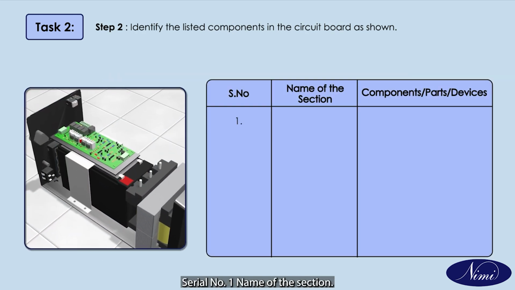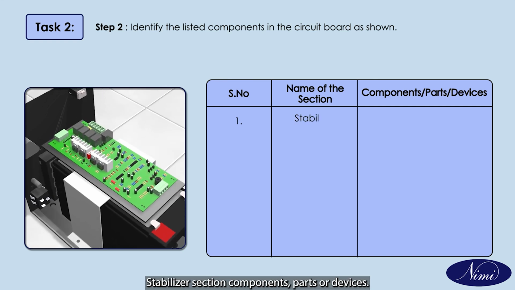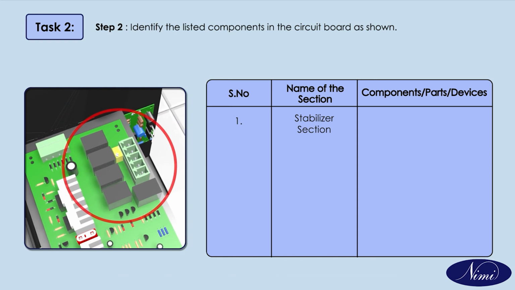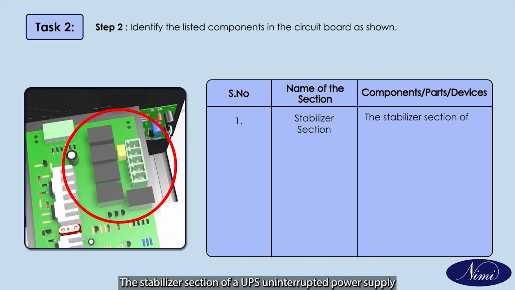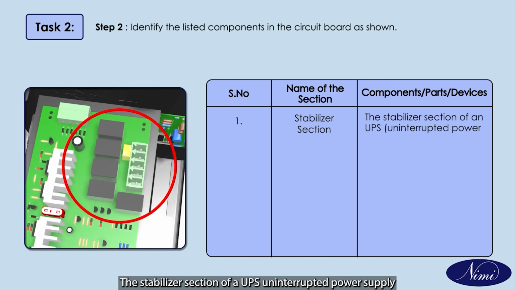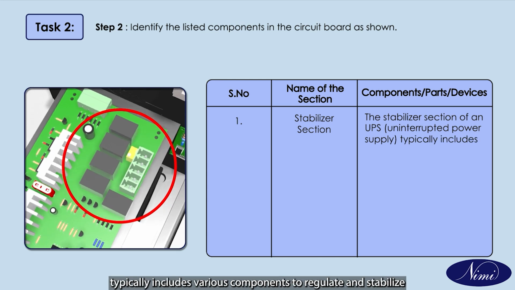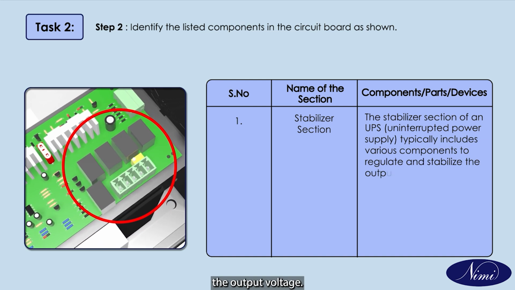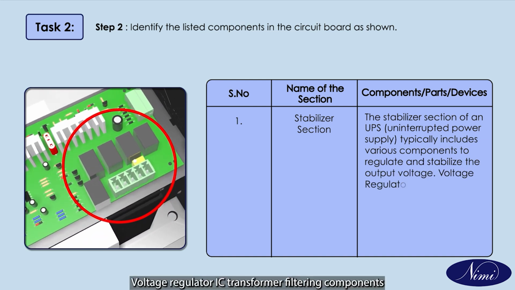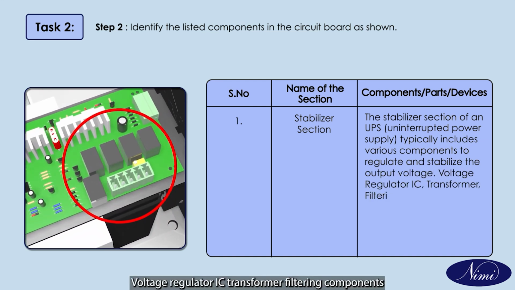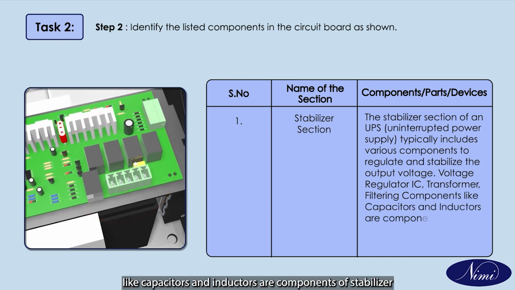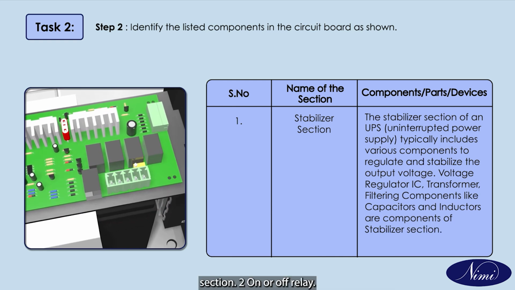Serial number 1. Name of the section. Stabilizer section. Components, parts or devices. The stabilizer section of a UPS, uninterrupted power supply, typically includes various components to regulate and stabilize the output voltage. Voltage regulator IC, transformer, and filtering components like capacitors and inductors are components of the stabilizer section.